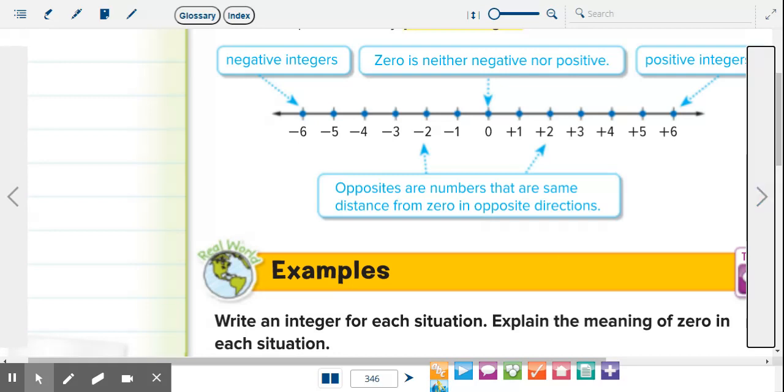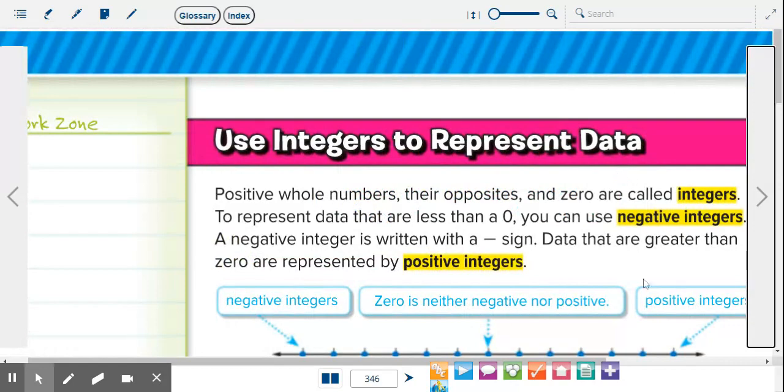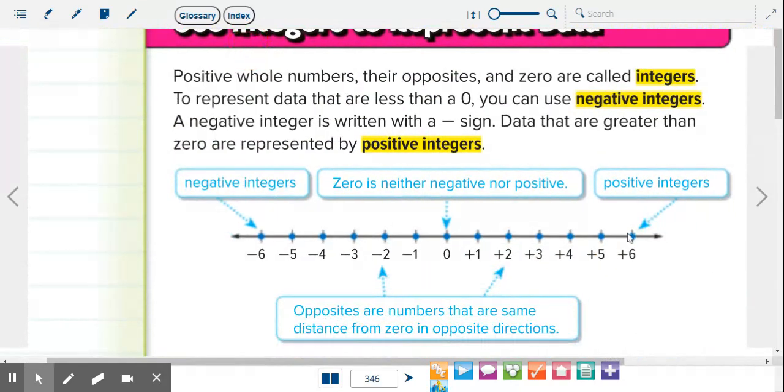And we're going to start talking about how you use integers to represent data. So positive whole numbers and their opposites and 0 are called integers. Like I said, any negative number, any positive number, and 0 are called integers. Now, they can't be fractions and they can't be decimals. So to represent data that are less than 0, you would use a negative integer. It's like a number line.